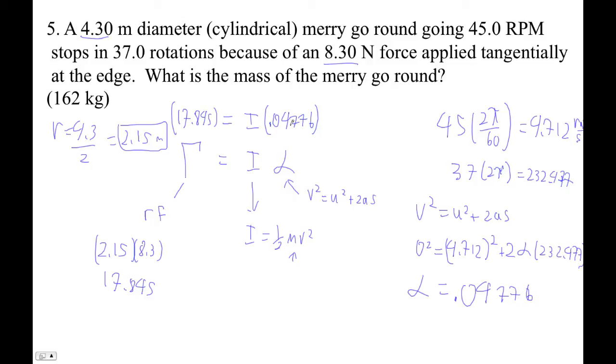Okay, so here we go. F divided by A will give us I. So 373.63 is what this is. Okay, so I is equal to 1/2 m times 2.15 squared. Right, so this is r squared. Now we're solving for m.